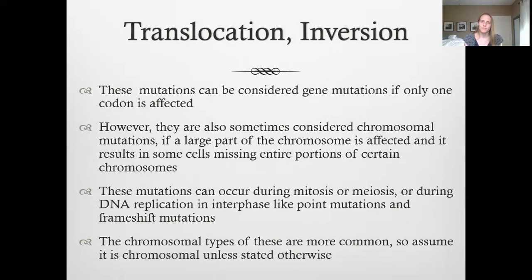You can also have translocation and inversion mutations. These are both examples of mutations that can affect both genes and chromosomes. Essentially, if it's a large chunk of the DNA that's moved to the wrong spot or inverted, flipped upside down, then it's chromosomal. If it's a smaller section that happens, then it's a gene mutation. But either way, with a translocation, you have a part of the genome moving to the wrong spot. With an inversion, you have part of the genome flipping upside down.